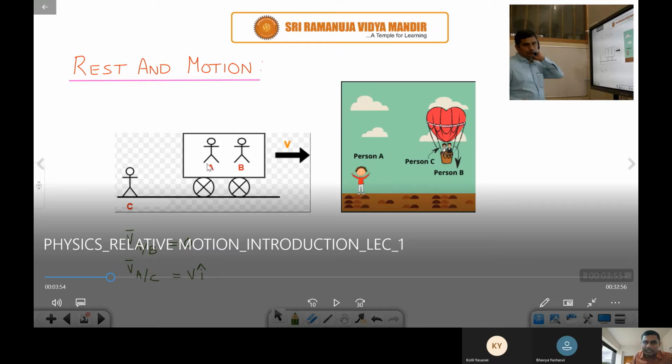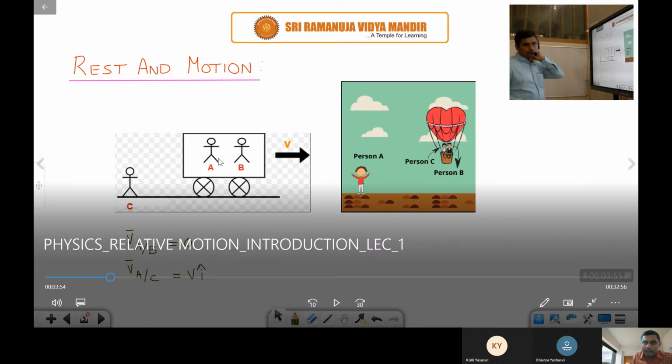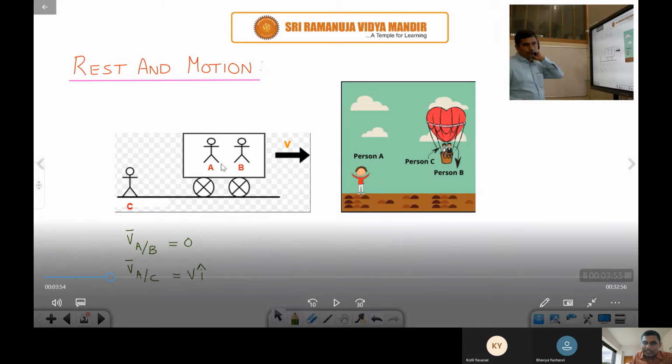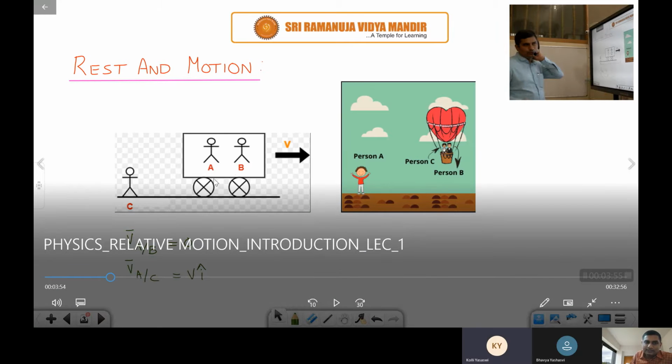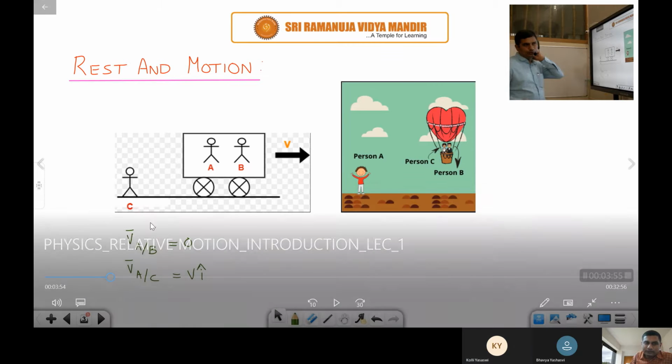When B observes A, is A moving? No, sir. How can we say that he is not moving? Because the distance between A and B is not changing, na? Are you understanding? Yes, sir. Therefore, the velocity of A with respect to B, that is what we write here.